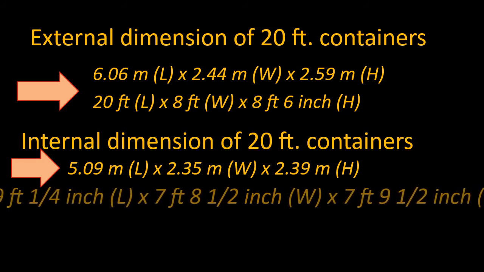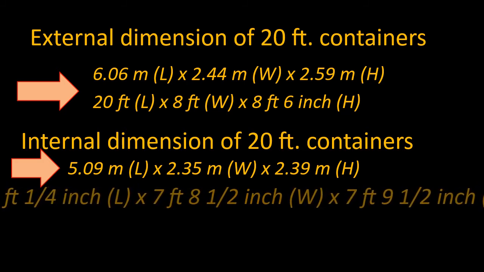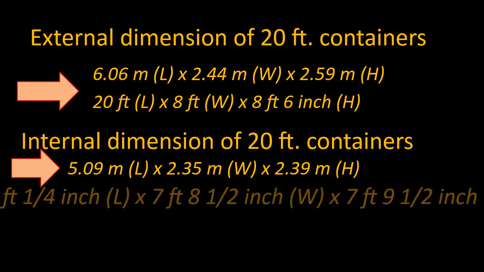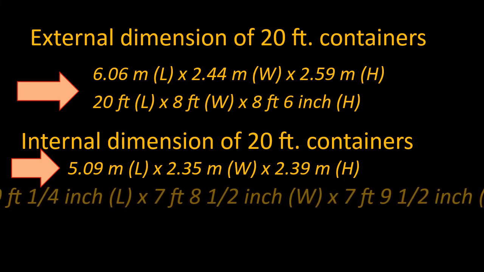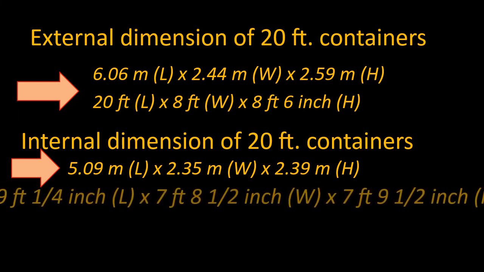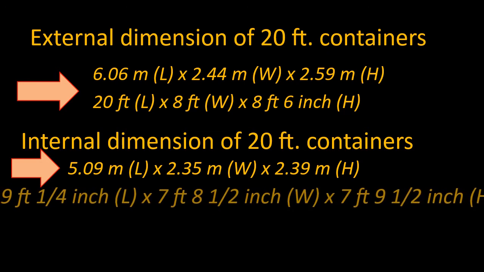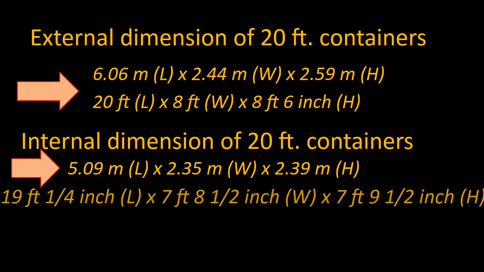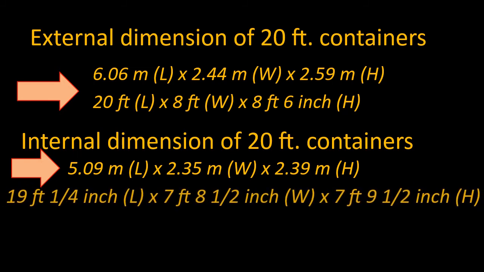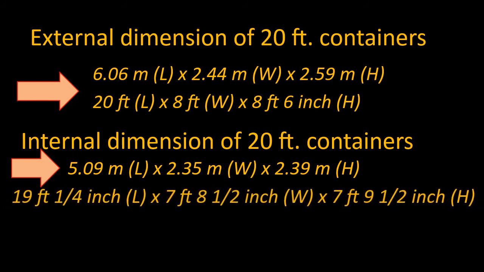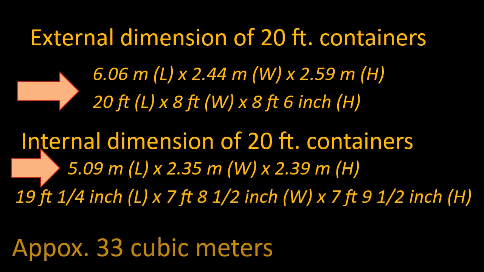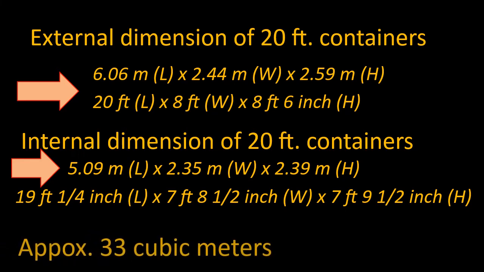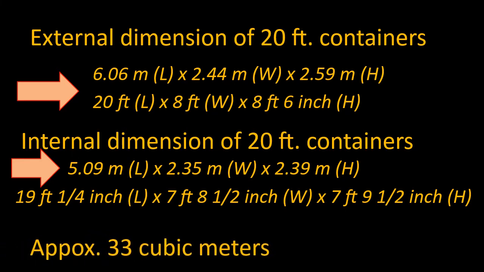I repeat, 19 feet quarter inch in length times 7 feet 8.5 inch in width times 7 feet 9.5 inch height. For your information, the 20-footer container has the total space capacity of 33 cubic meter. So, we have the capacity of 33 cubic meter to fill in the cargoes inside this container.